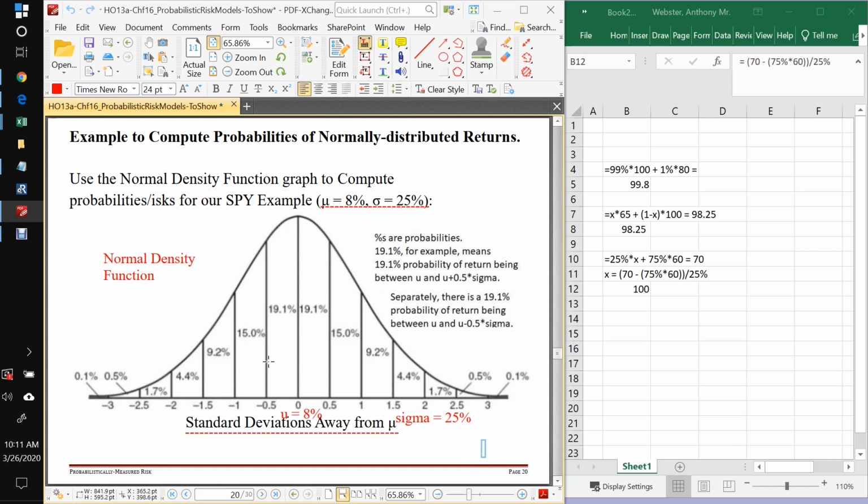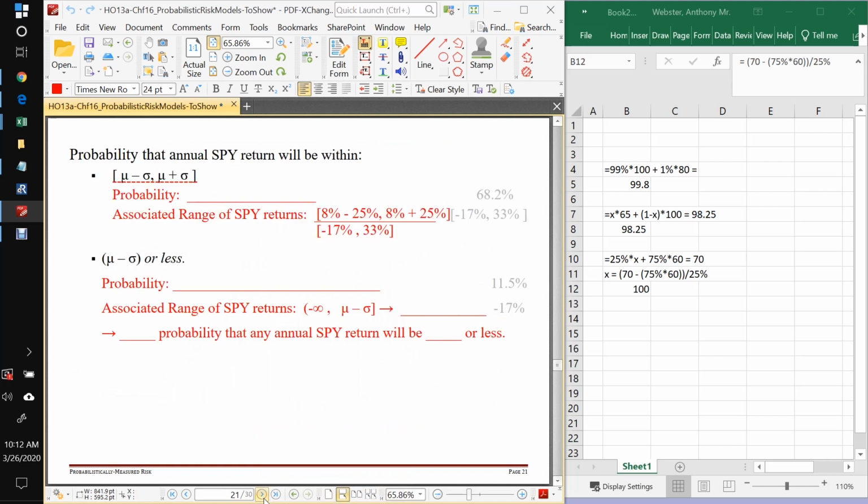Okay, so I just want to add up my probabilities from minus 1 standard deviation down from mu to 1 standard deviation above mu. So I add 15 and 15, that's 30, and I add to that 2 times 19.1, and you can check this out along with me, that is going to be 68.2. 2 times 15% plus 19.1%, and that's equal to 68.2%, okay?